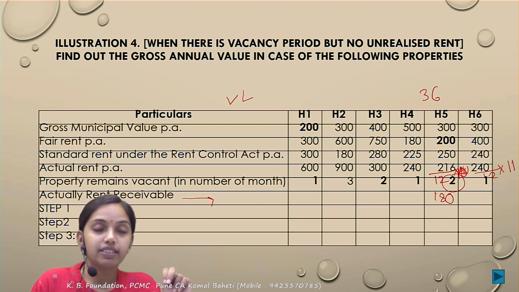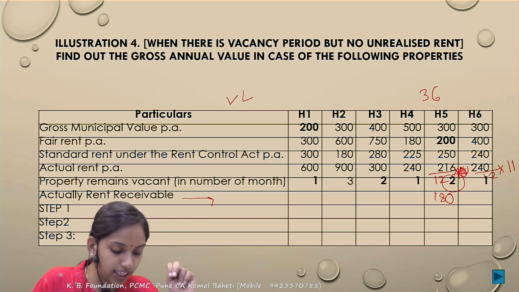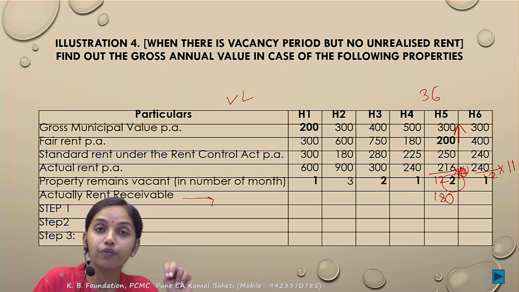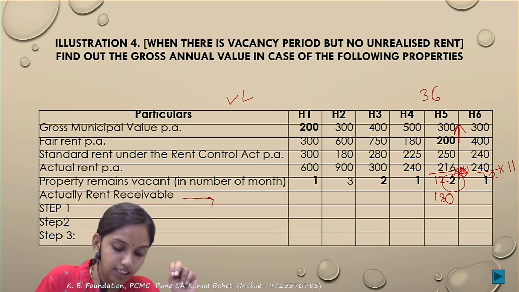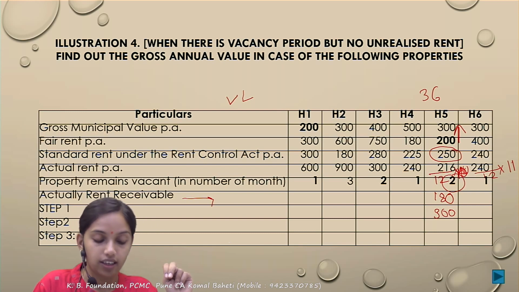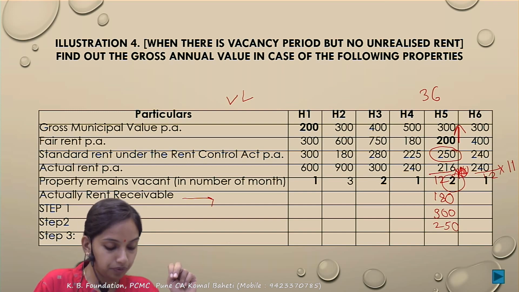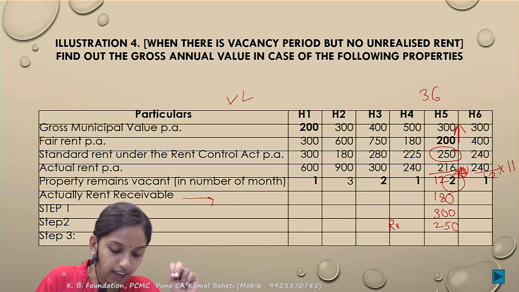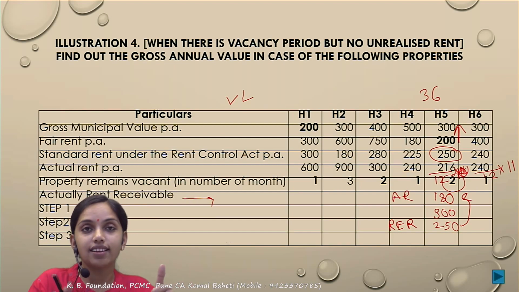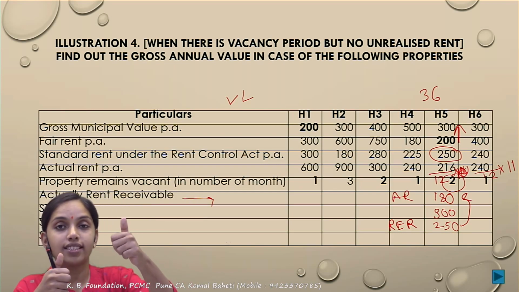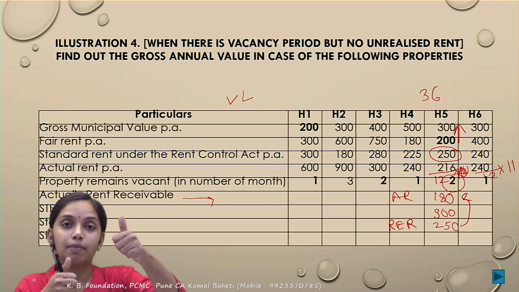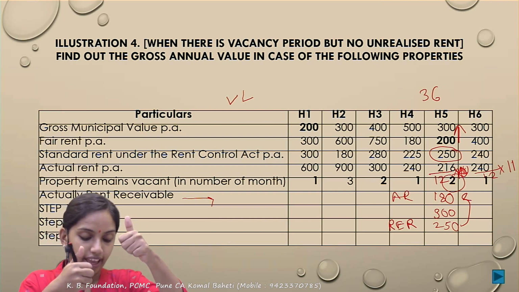Now we'll go by step 1, step 2 and step 3. Step 1 says that the gross municipal value is to be compared with the fair rent, whichever is higher. So the step 1 answer would be 300. Next, the step 1 answer is to be compared with standard rent, whichever is lower. Correct. So step 2 answer would become 250. Now the step 3, this is nothing but the RER. The reasonable expected rent is to be compared with the actual rent receivable. Correct. So whichever is higher. Now look at it. Again, what is higher over here? Correct. The reasonable expected rent is higher, 250, and the AR is 180.